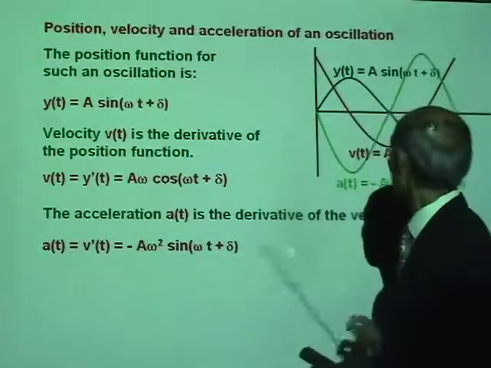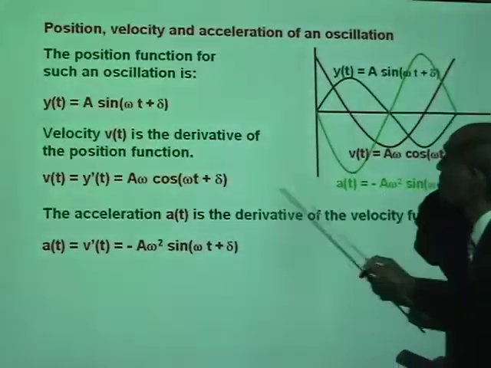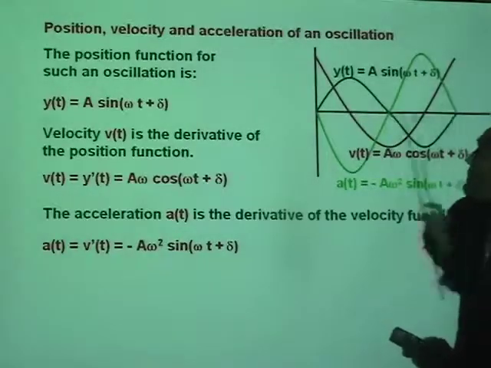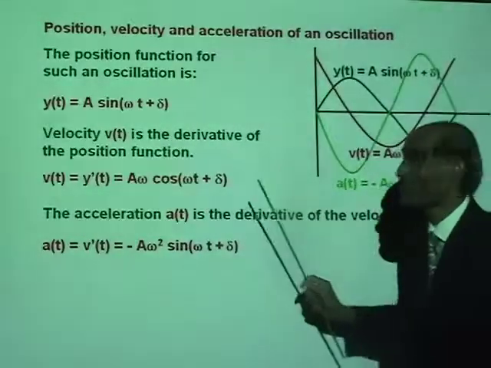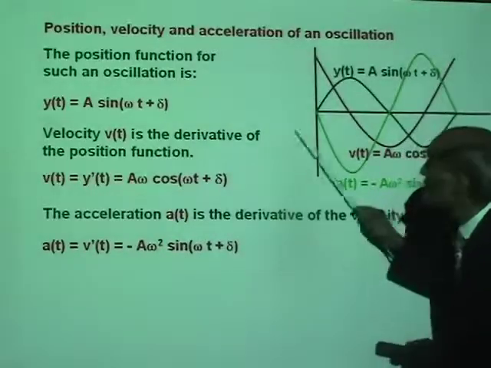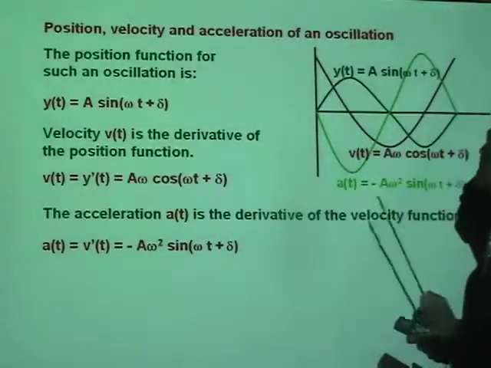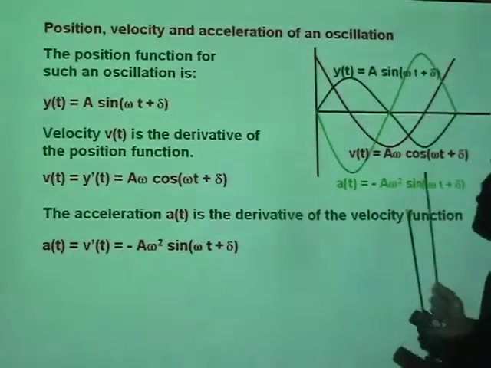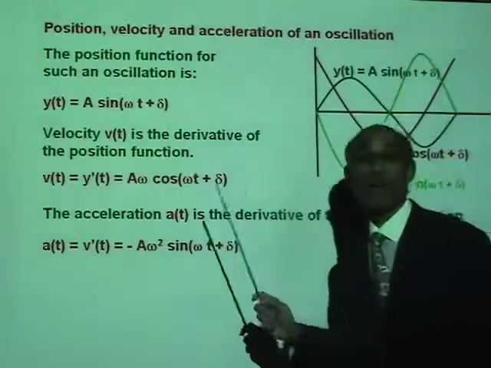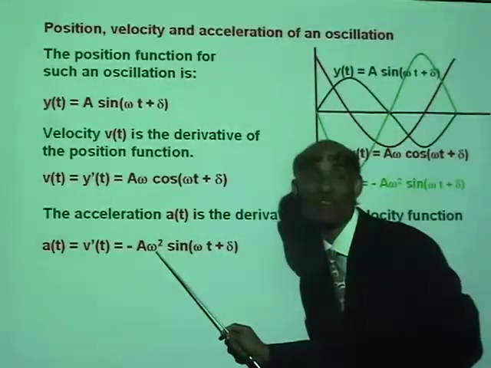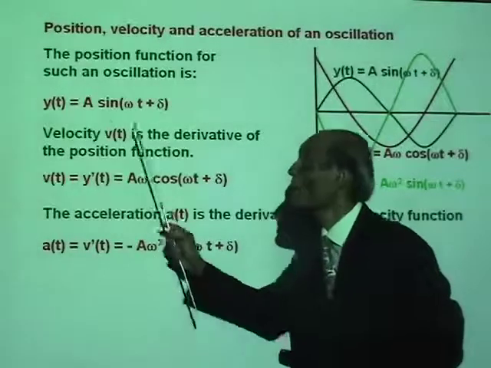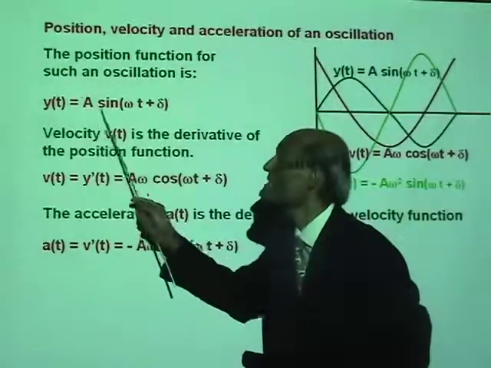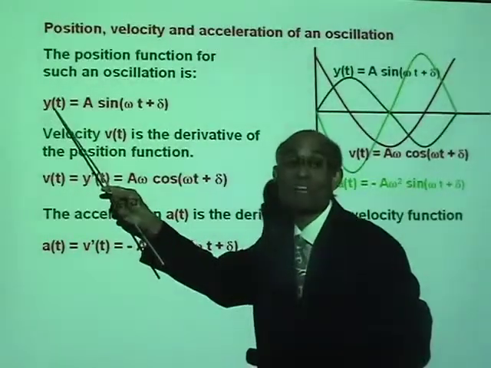Alright, let's move on. So the acceleration is a negative sine function. Look at that. This is a positive sine function, the displacement or the position function. Acceleration is a negative sine function. A of t is negative a omega squared sine omega t plus delta. I want you to concentrate on this equation for a while. Are you listening to me? Look at the position function. A sine omega t plus delta is the displacement equation.